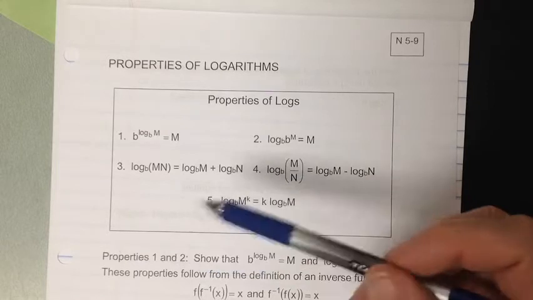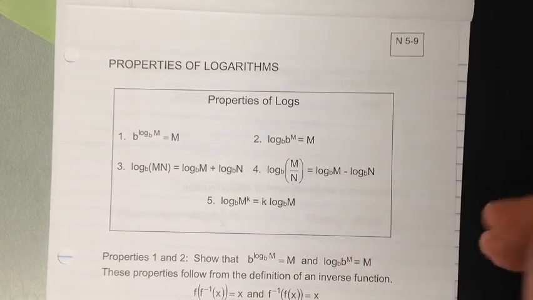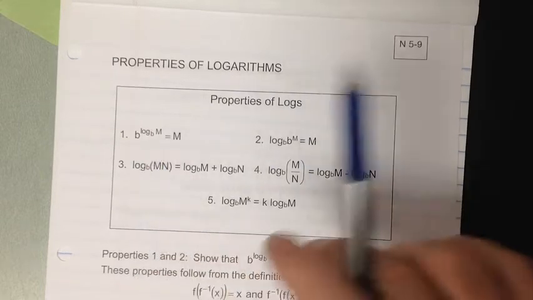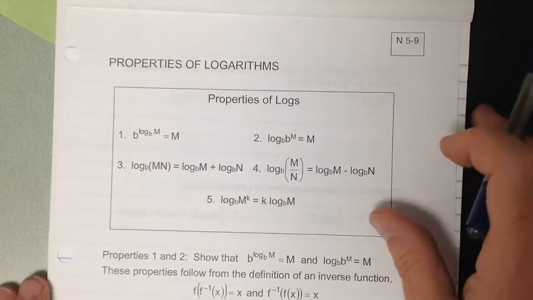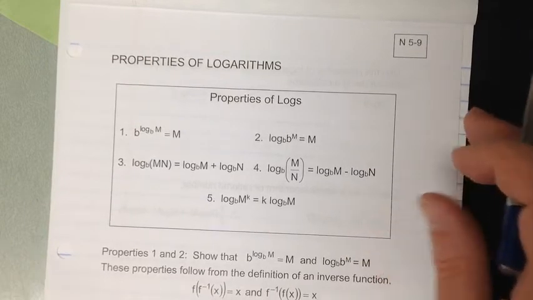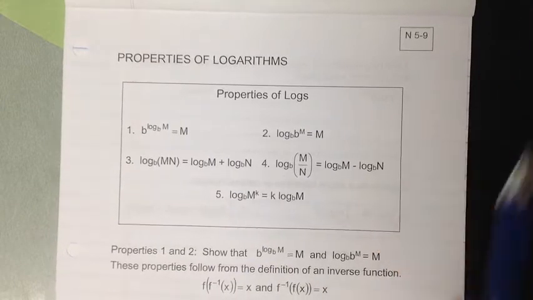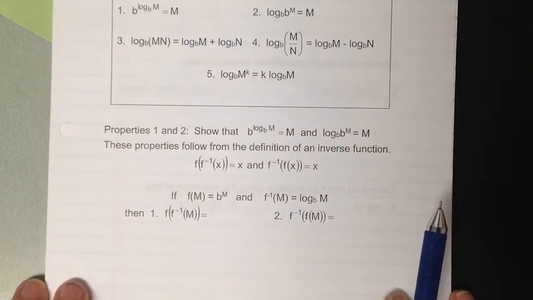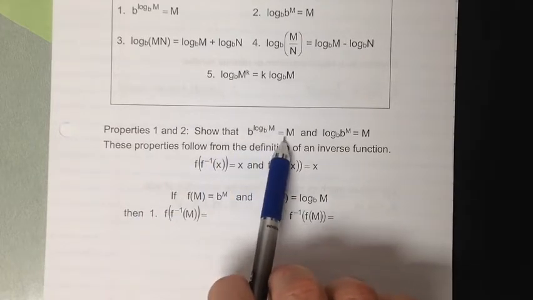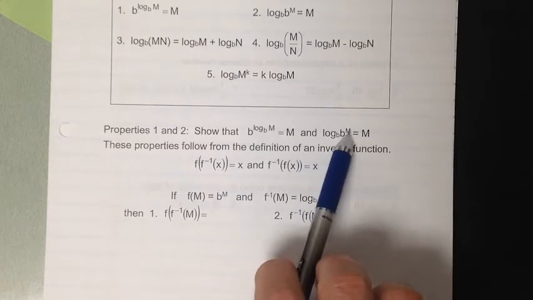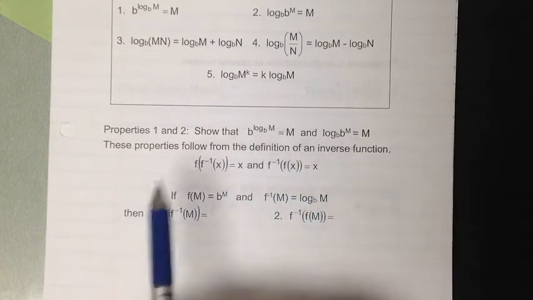This one down here, what happens is the exponent just moves out front. All right, the exponent moves out front. We're going to verify actually properties 1 and 2, and they're directly related to the fact that exponent and logarithm are inverses of each other. So properties 1 and 2 show that b to the log base b of m equals m and log base b of b to the m power is equal to m. These properties follow from the definition of an inverse function.